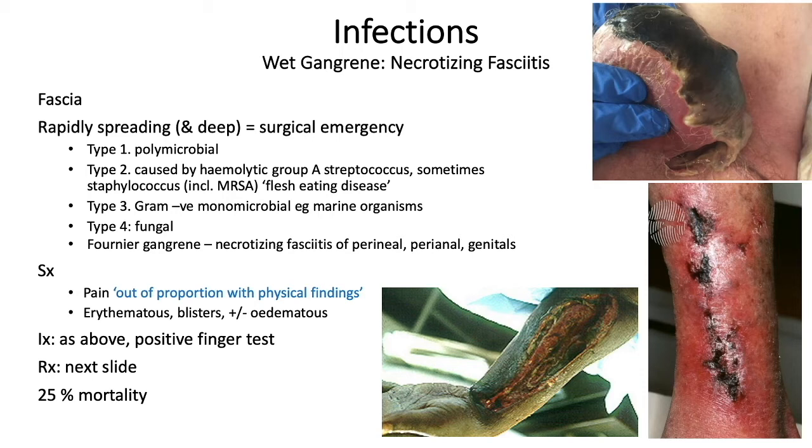There are a number of types of wet gangrene. I'll just summarise a couple of them here. Type 1 is polymicrobial. Type 2 is caused by hemolytic group A strep, and sometimes staph. This is a type of wet gangrene that's been described in the press as flesh-eating disease. Type 3, gram-negative and just one type of bacteria. Type 4 is caused by fungi. And a final type is Fournier's gangrene, which you can see on the top right image. And this is necrotizing fasciitis of the perineal and perianal regions and the genitals.